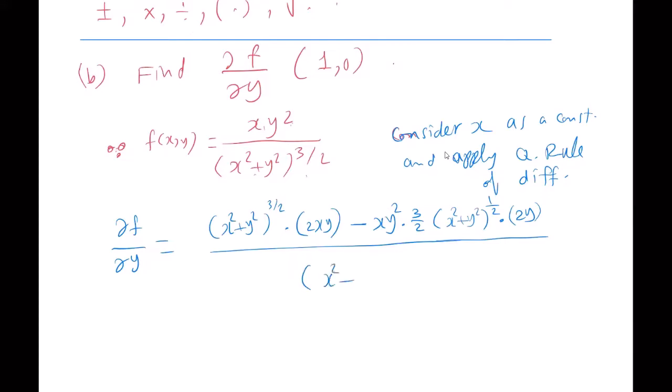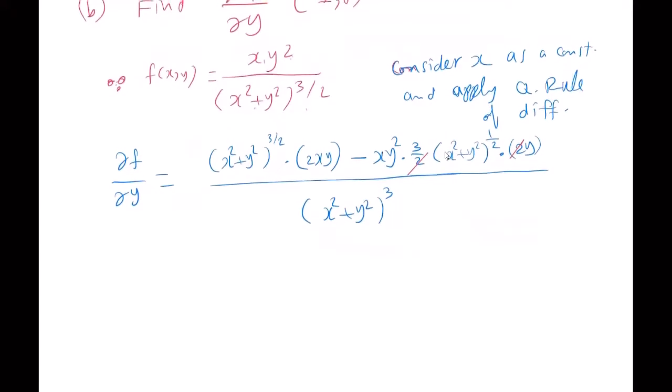The denominator squared: the denominator square will be power 3. We don't need to simplify it. We need to substitute directly. Before that, let's cancel these 2's. This will be enough. This power half is a square root. Anyway, let's substitute.